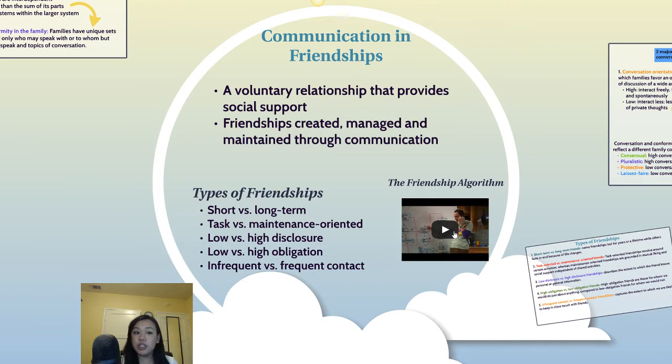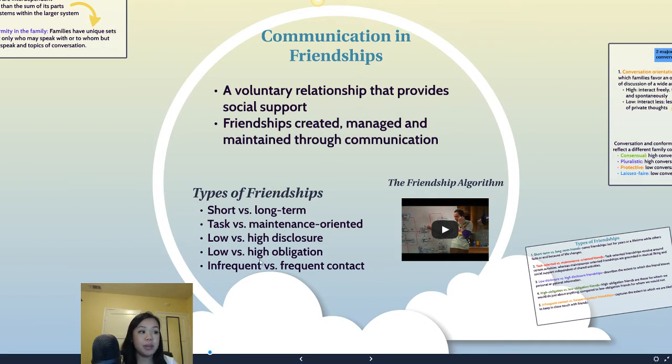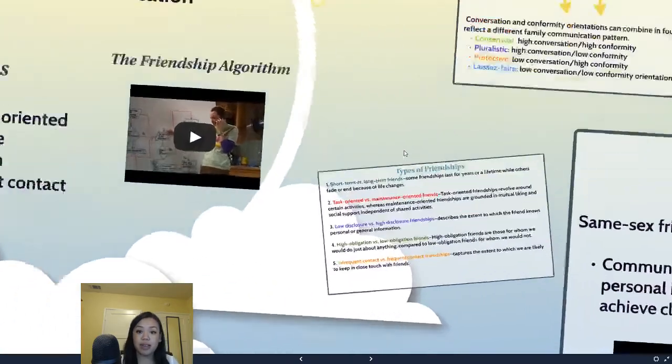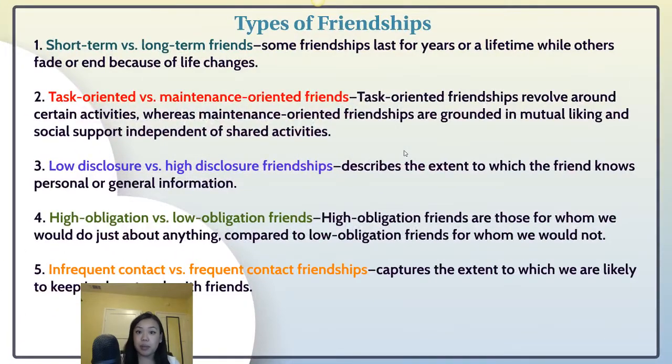And so let's look at the different types of friendships. I have them here, but I'm going to go onto the next slide so I can develop them a little bit more.